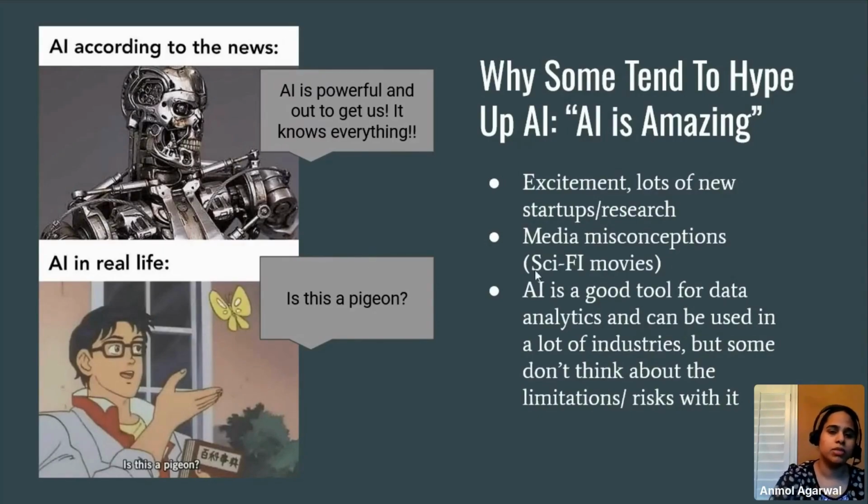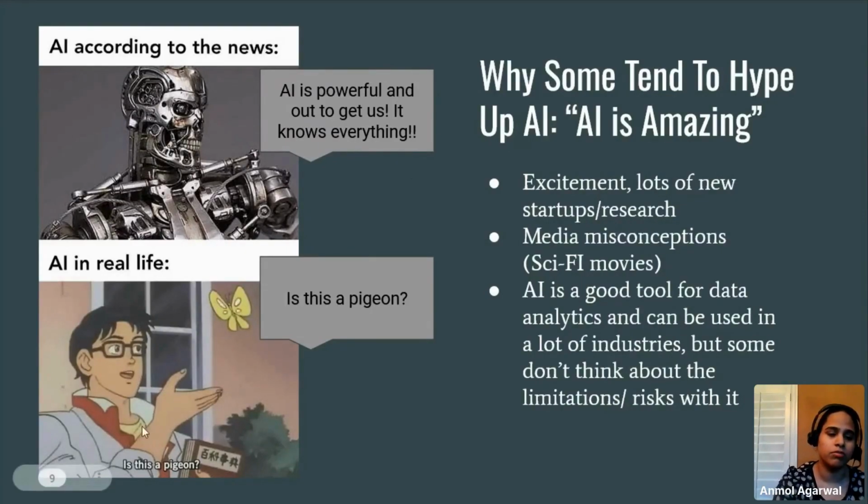And this meme illustrates it, right? AI, according to the news, is a Terminator, Skynet, and then AI in real life is a butterfly, and the AI is asking, is this a pigeon? So AI is only as good as the data you give it. If you don't train it on enough data, it won't give you good results. If you only train it on, I don't know, five files, it's not going to give you good results, and it might think, oh, is this vulnerability something else entirely, right?